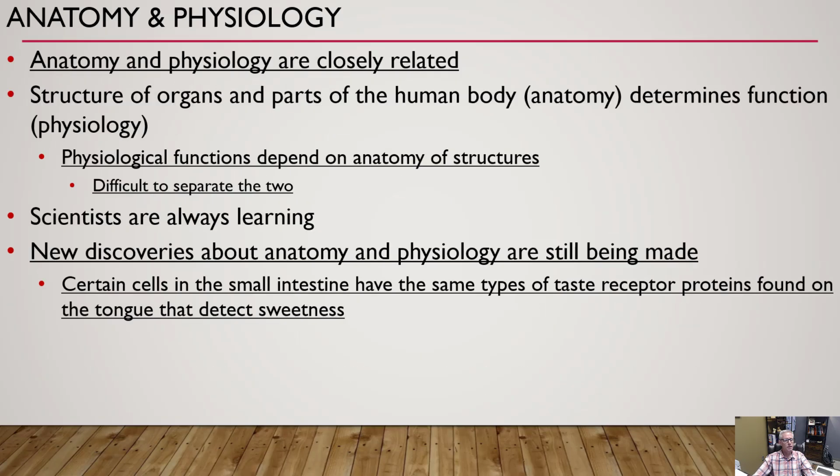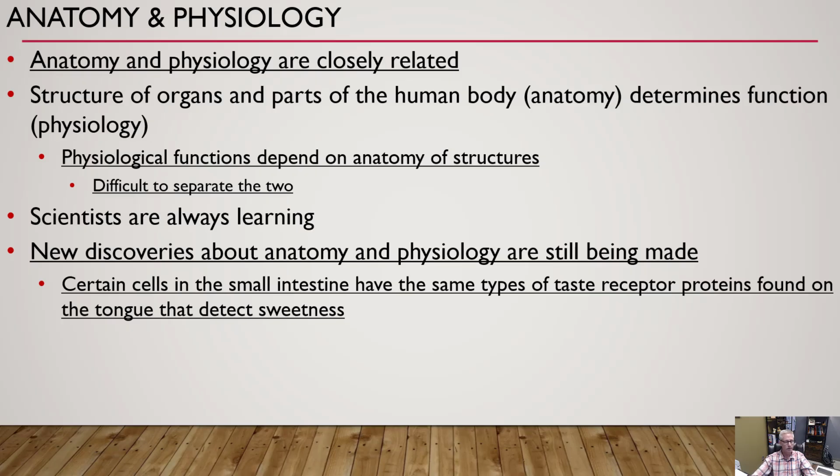All right. So anatomy and physiology are very closely related. That's why we have A&P 1 and we have A&P 2. It's not like we study just anatomy and then we study just physiology. Physiology actually depends on the structures of anatomy, and it's very difficult to separate anatomy from physiology. And just like with any science, we're always learning and discovering new things that are happening in the realm of anatomy and physiology.